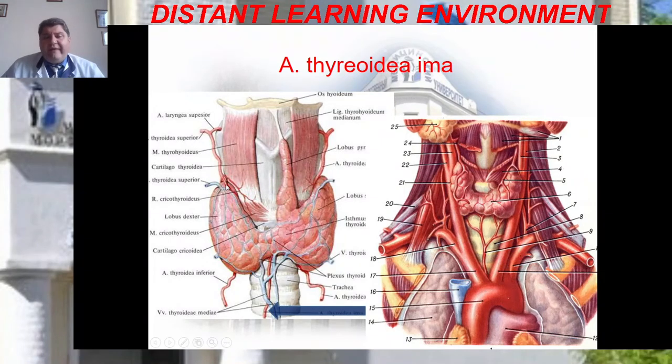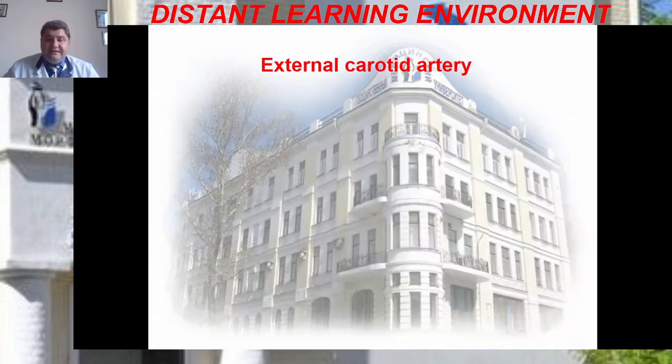I want to tell you that the 2 superior arteries to the thyroid gland go from the external carotid artery, but the inferior thyroid arteries go from the thyrocervical trunk, which starts from the subclavian artery. So let's in detail begin to talk about the external carotid artery.